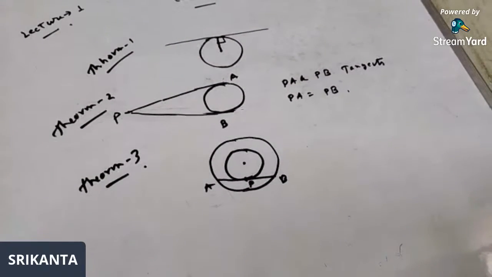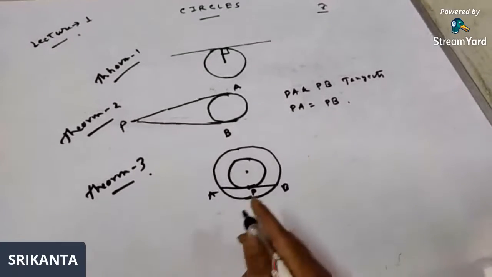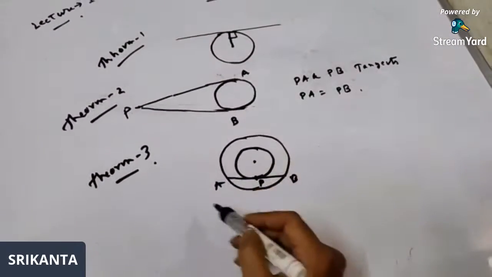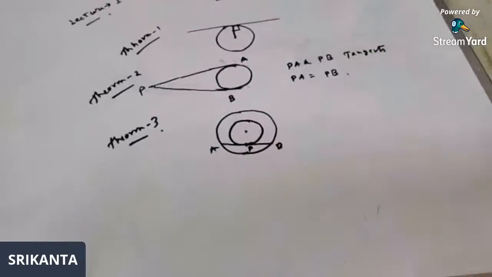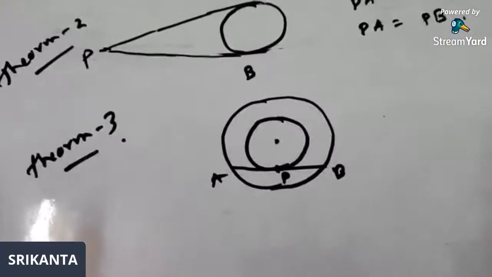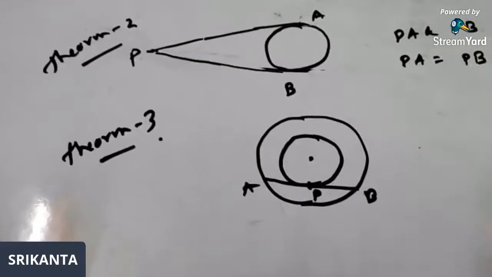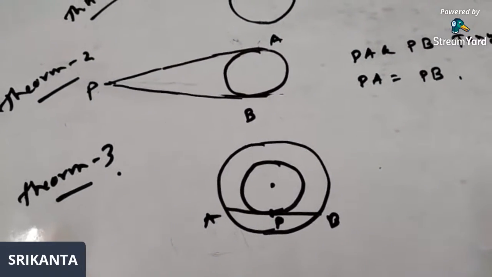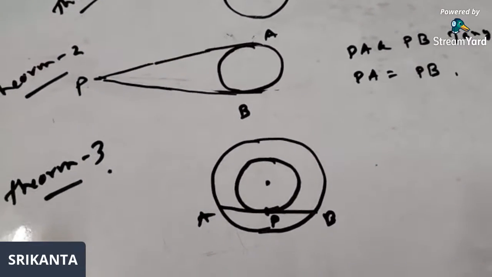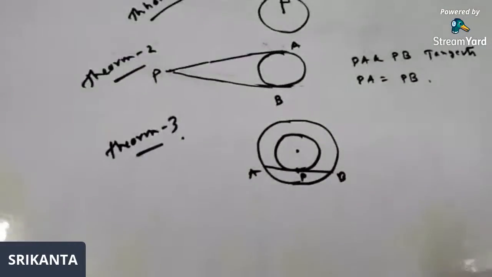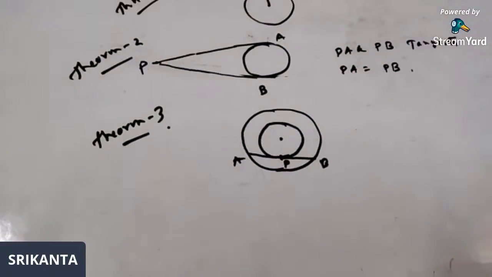This is our theorem 3, or rather you can regard it as an example, but this is actually a theorem. So what does this say? It says if I draw a chord which is a chord for the bigger circle and a tangent for the smaller one, then this chord is bisected at the point of contact. Point of contact is P. So the theorem says AP will be equal to PB. Clear? So these are our 3 theorems.